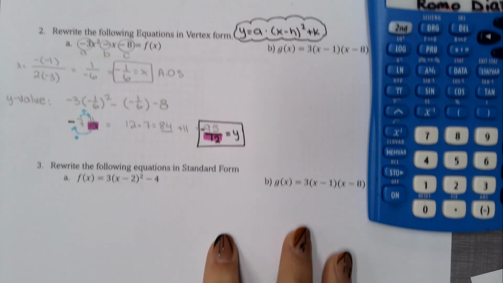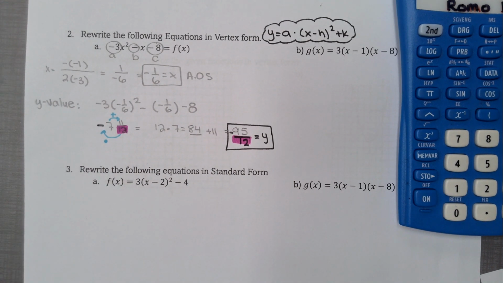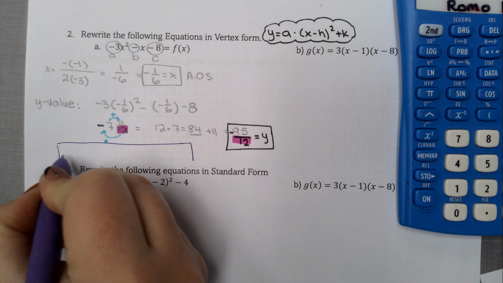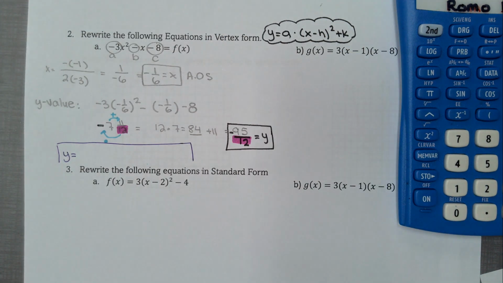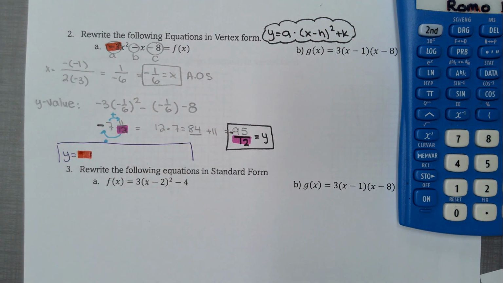Now we're going to continue by writing our equation. I'm going to try to fit that in right over here. So in vertex form, we have y equals. Now we need an a value. Your a value is going to come from the original a value that you have in your standard form equation. So this negative 3 is going to just bring it down.